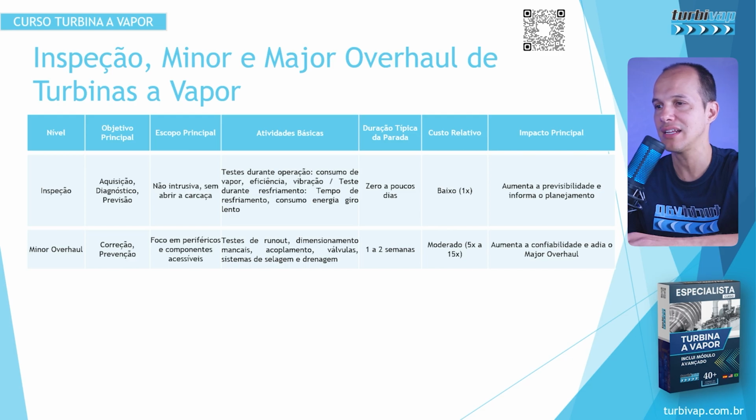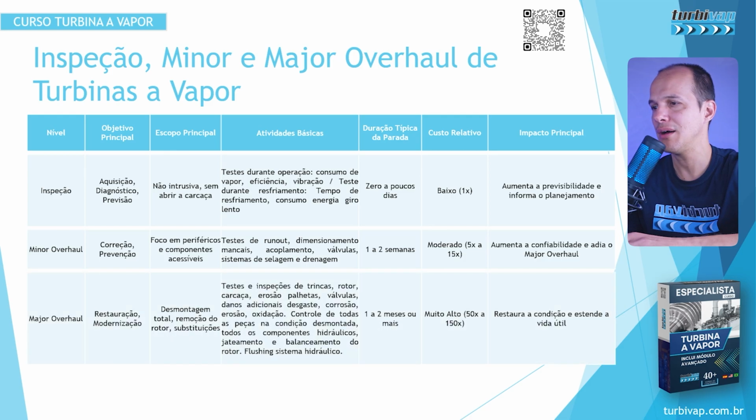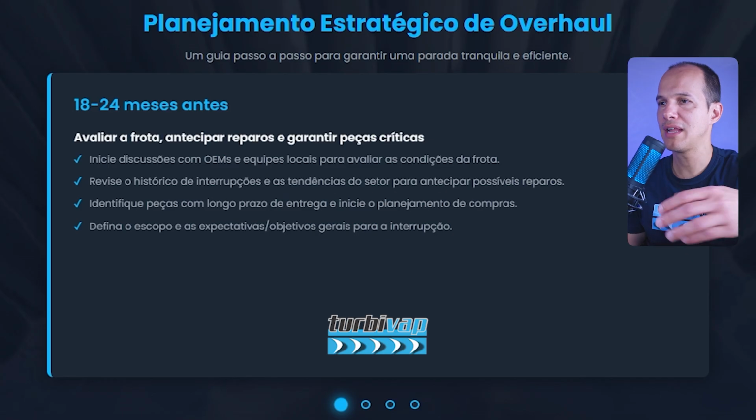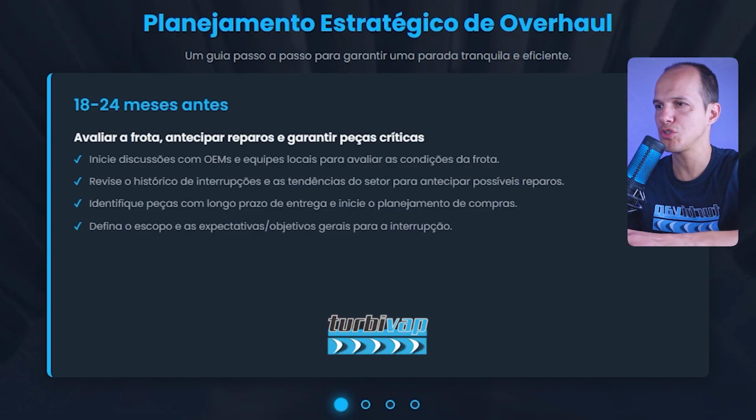So, planning in relation to the schedule involves anticipation. There is something very generic here as well. Eighteen to twenty-four months before, evaluate the fleet, anticipate repairs and secure critical parts. Start discussions with OEMs and local teams to assess fleet conditions, review outage history and industry trends, and anticipate potential repairs. Looking at the history says a lot to us, to identify long-lead delivery parts and start planning purchases. Define the overall scope and expectations for the outage. That was two years ago, basically before starting.